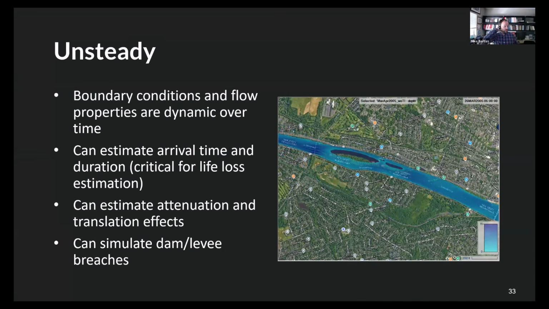Another important thing too is we want to look at risk estimates for infrastructure, so dams and levees. I want to fail them. I want to see what it would look like had that actually not worked appropriately. I need to do that in a time varying way, so unsteady modeling is the way that we do that.